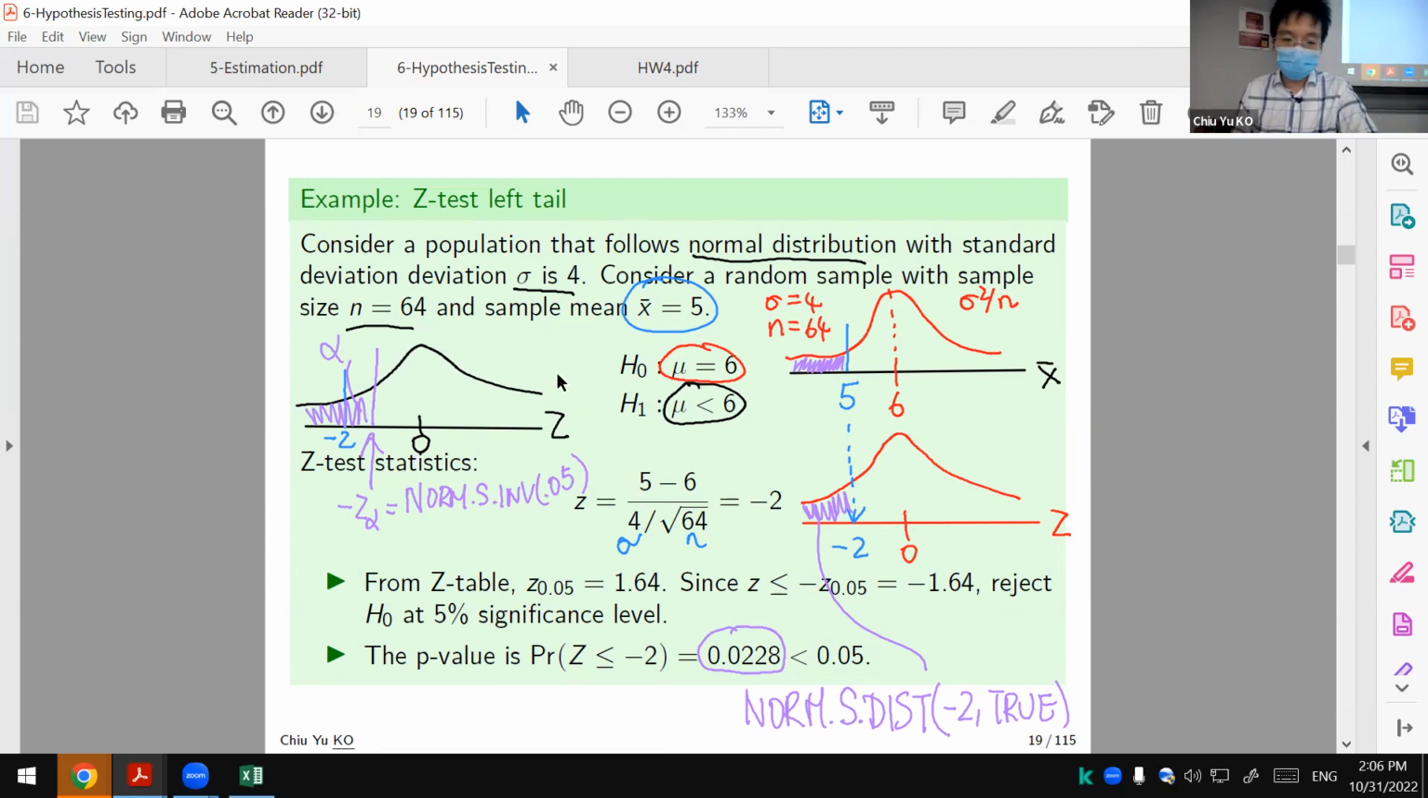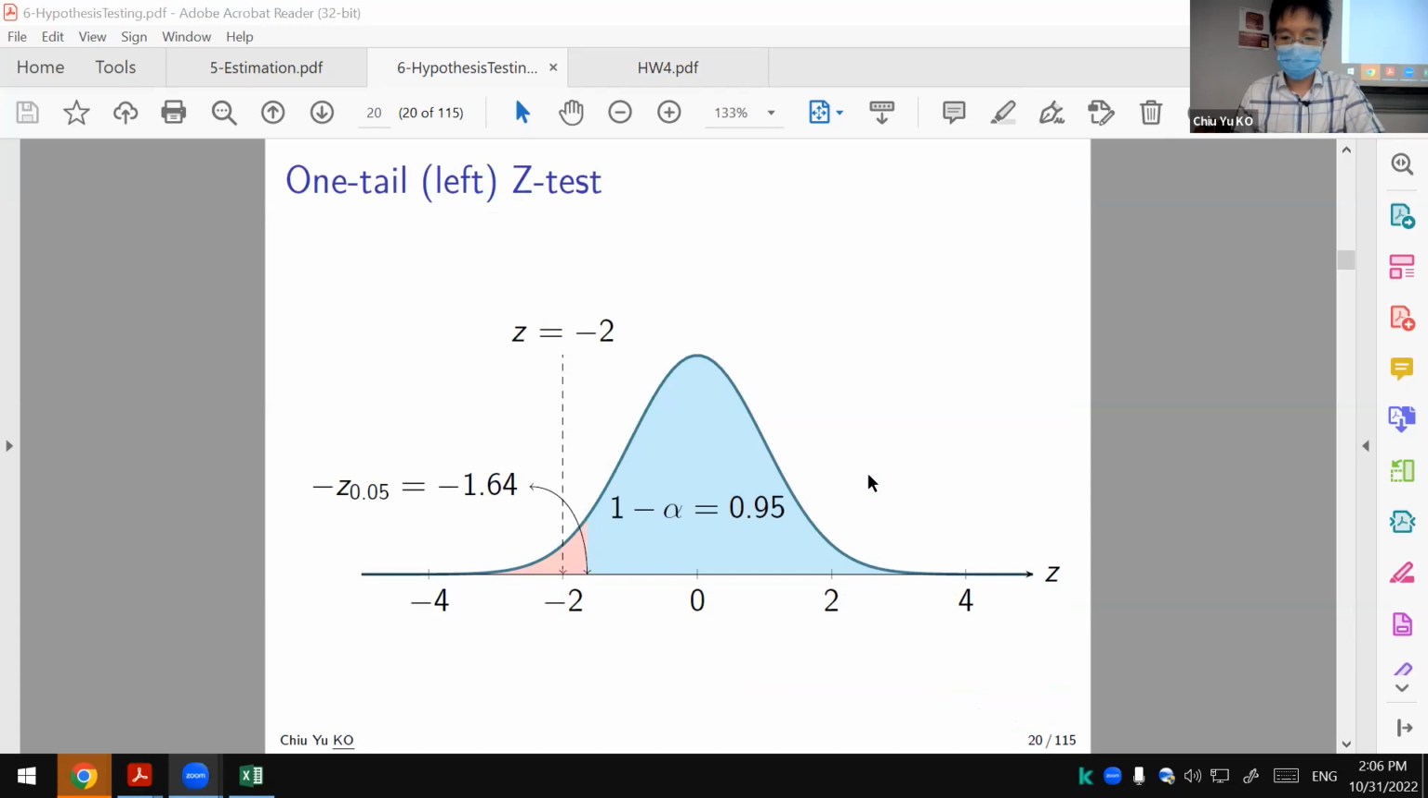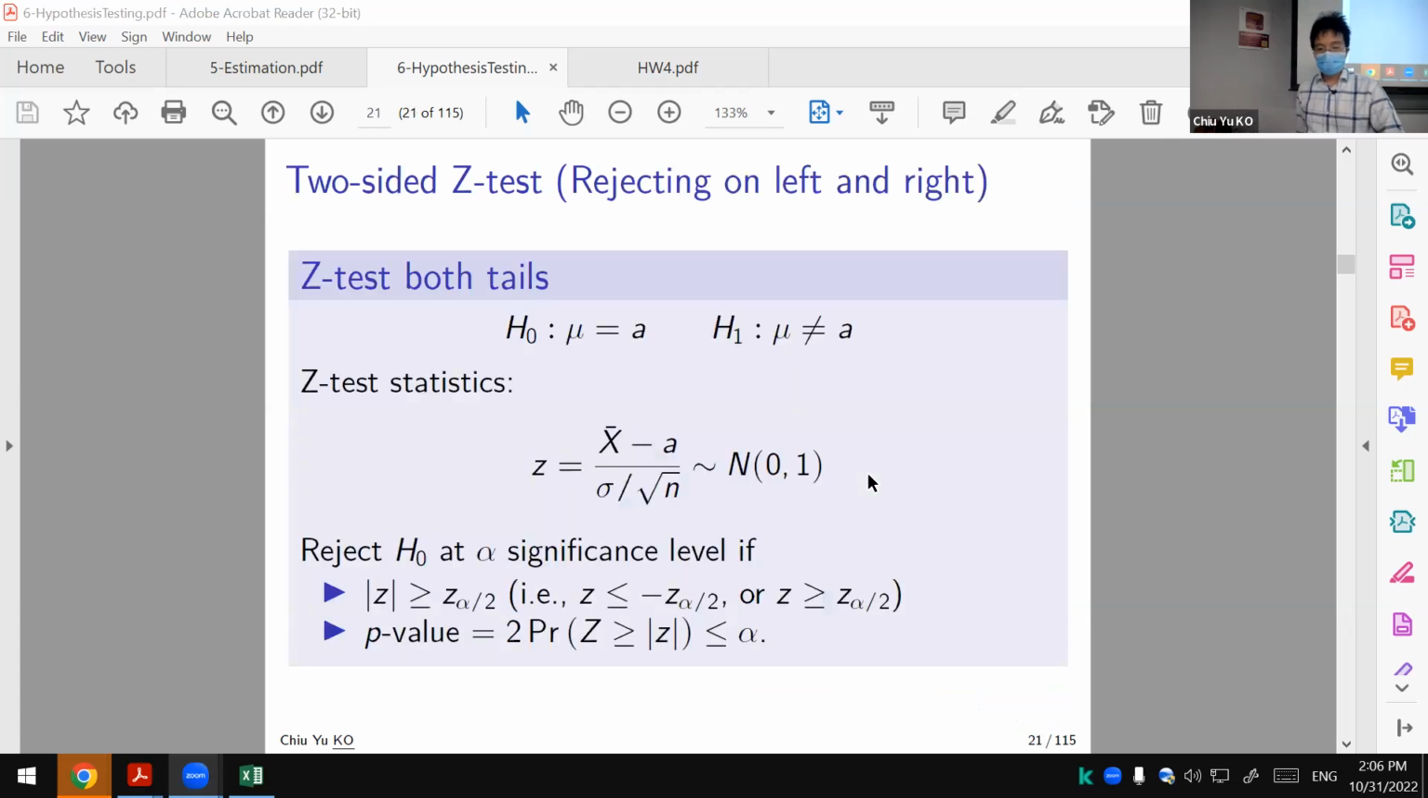If that's okay, then I will talk about the very last one: the two-sided test. Please pay attention because this one is a little bit different. The main idea is the same. We have X bar here, and A is here.